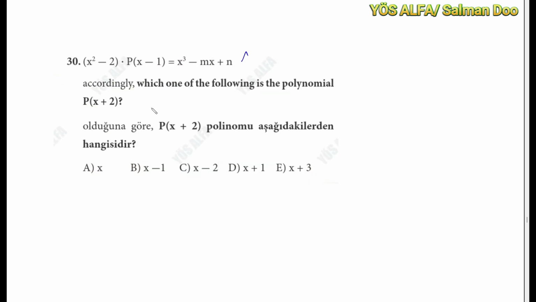Number 30. This equation is given. Which one of the following is the polynomial p of x plus 2? So we're asked to find this. So to find a polynomial in terms of x, we need to find out m and n first.